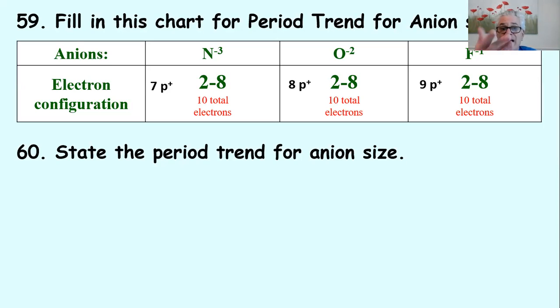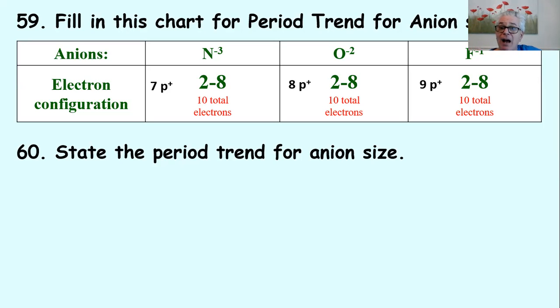That's what happens. Nitrogen has to gain 3 electrons to do that. Oxygen has to gain 2 electrons to do that. And fluorine has to gain 1 electron to do that. So they all end up with 2-8. 10 electrons, 2 orbitals. They should be identical orbitals, but look, I have it this time in black ink there. Nitrogen only has 7 protons, and oxygen has 8, and fluorine has 9.